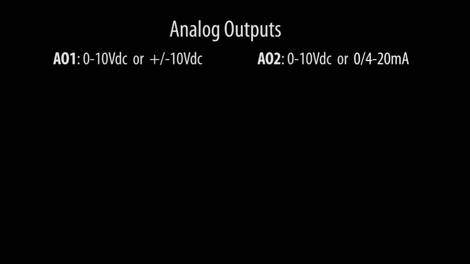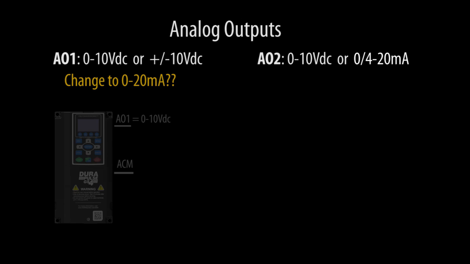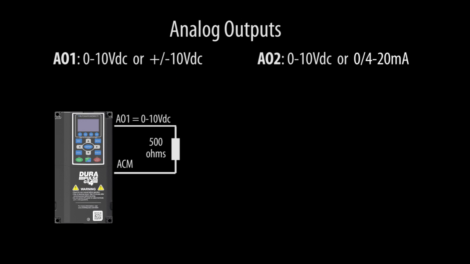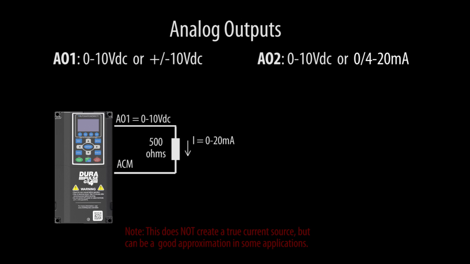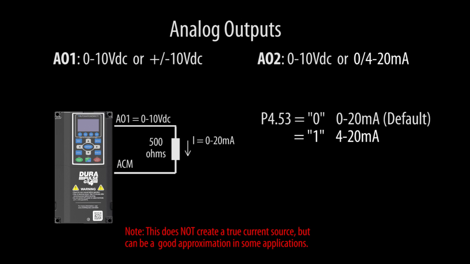Could you use analog output 1 as a current output? Sure. You just have to provide an external 500 ohm load in series to get the 0 to 20 milliamp current output. Using parameter 453, you can even change it to a 4 to 20 milliamp loop. Again, that assumes you connected an external 500 ohm load.